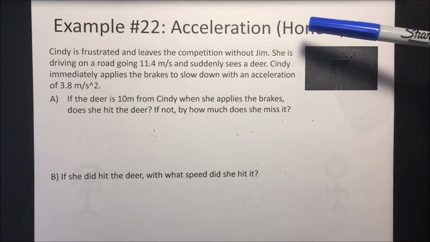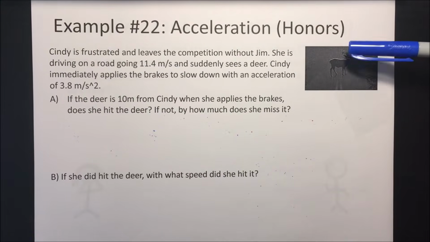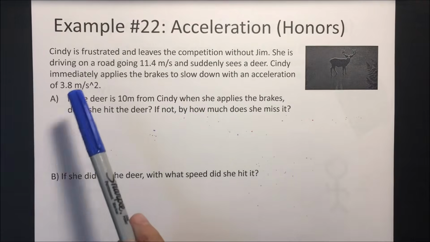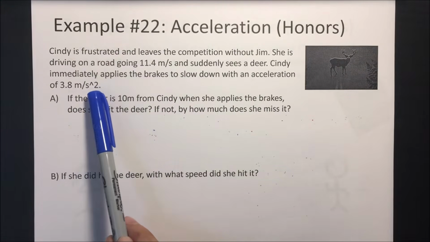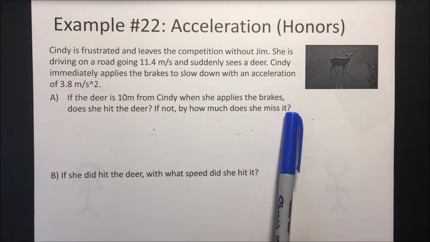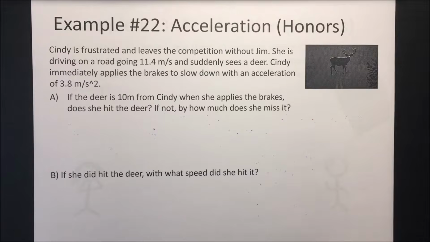She is driving on a road going 11.4 meters per second and suddenly sees a deer. Cindy immediately applies the brakes to slow down with an acceleration of 3.8 meters per second squared. If the deer is 10 meters from Cindy when she applies the brakes, does she hit the deer? If not, by how much does she miss it? Oh god, kind of a mess.